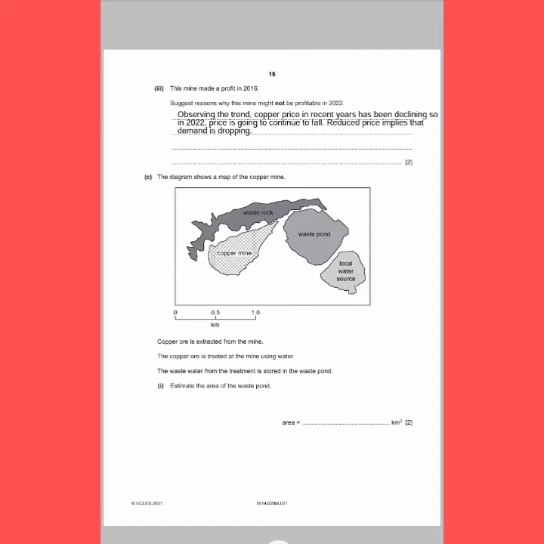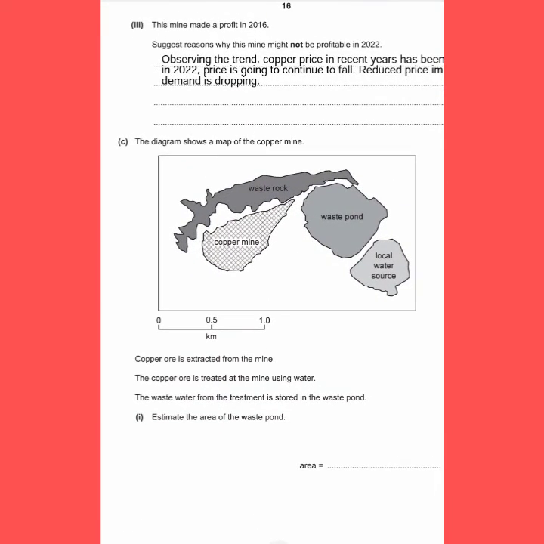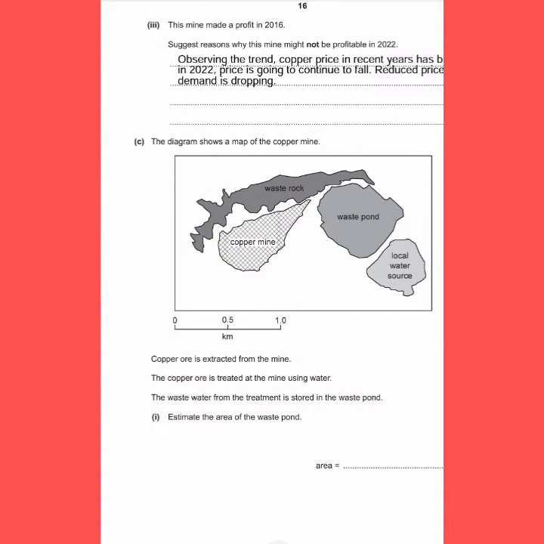Okay, next we're given this scale, okay, and a diagram, which a map of the copper mine. Okay, so copper ore is extracted from the mine. The copper ore is treated at the mine using water. The wastewater from the treatment is stored in the waste pond. Estimate the area of the waste pond. So how are you going to estimate the area? Okay, so you know that for area you need to record two measurements, length and breadth, and we have to estimate. So we're going to estimate it using the same formula we use for rectangle, that is length into breadth, right?